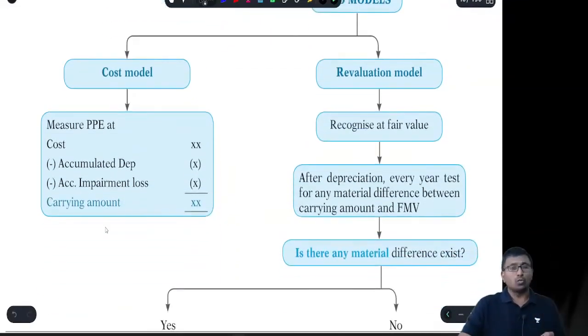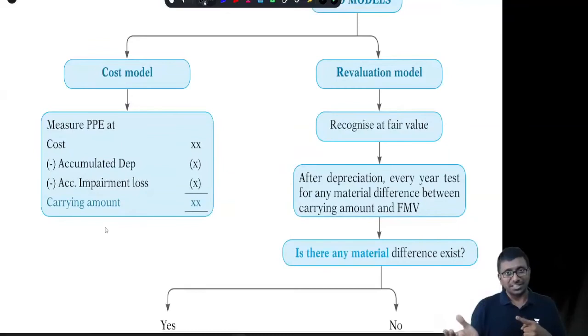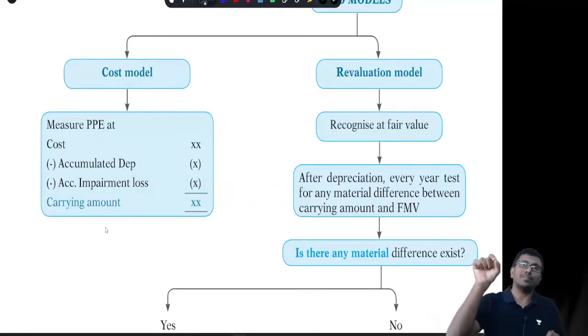Once you have chosen one model, if you change it at the end of the next year, at the end of the first year, that amounts to a change in accounting policy. If you are following the cost model, it is simple. You will be measuring it at cost minus accumulated depreciation minus accumulated impairment loss, if there is any. Reduce it, and then the net number will be presented in the balance sheet.